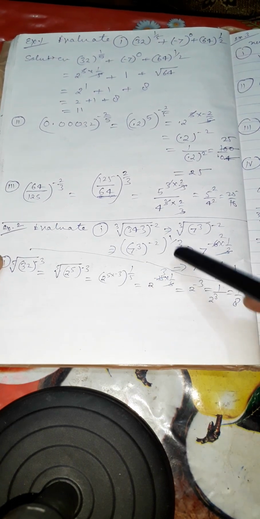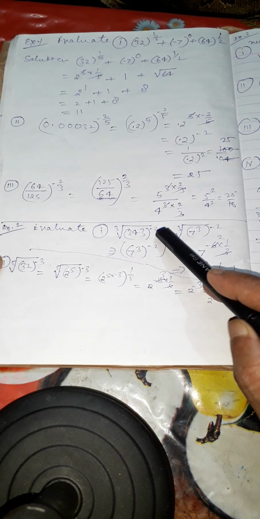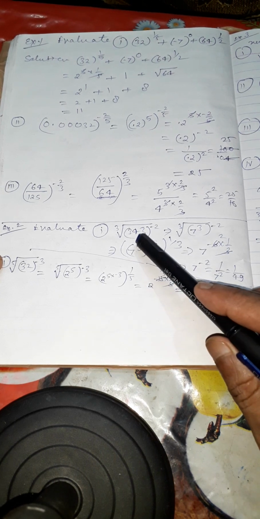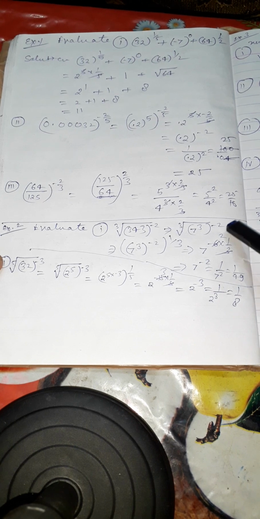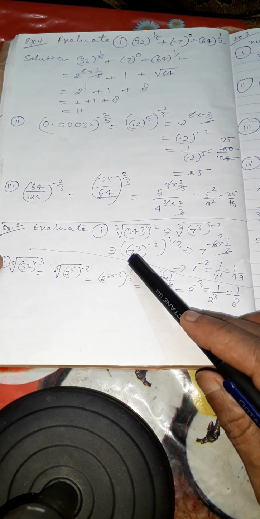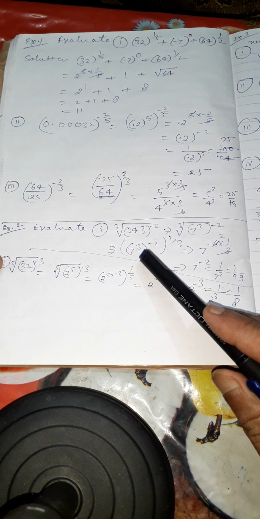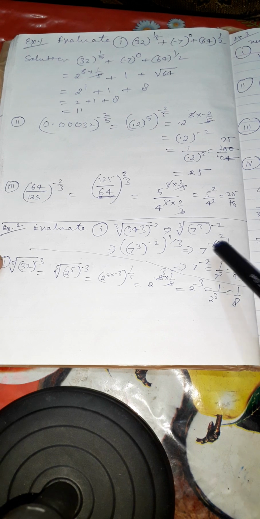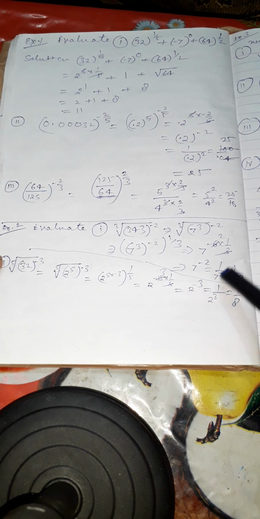Example next, evaluate cube root 343 to the power minus 2. It means cube root of 343 is 7, cube of 7, to the power minus 2. 7 to the power 3 into 1 by 3, to the power minus 2. It is minus 6 and 1 by 3. 3 is divided by 6, it is 2, so 7 to the power minus 2. It means 1 upon 7 square, which means 1 upon 49.